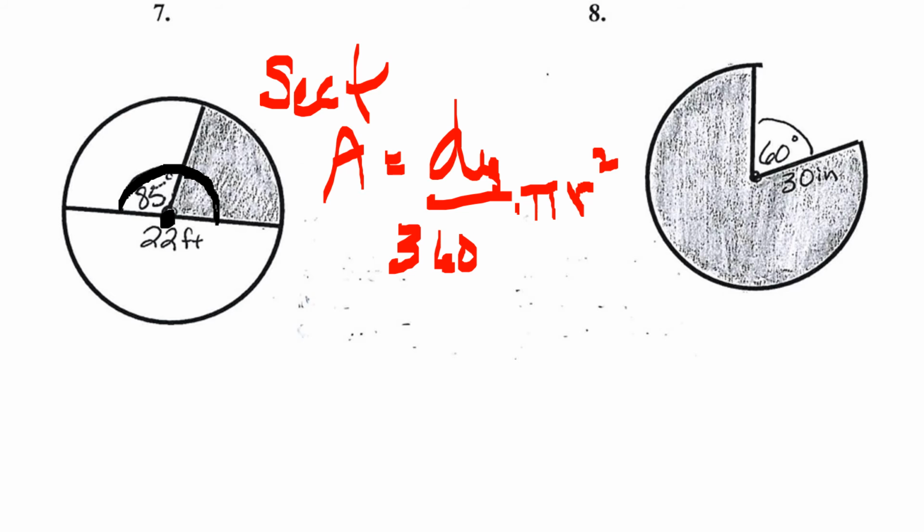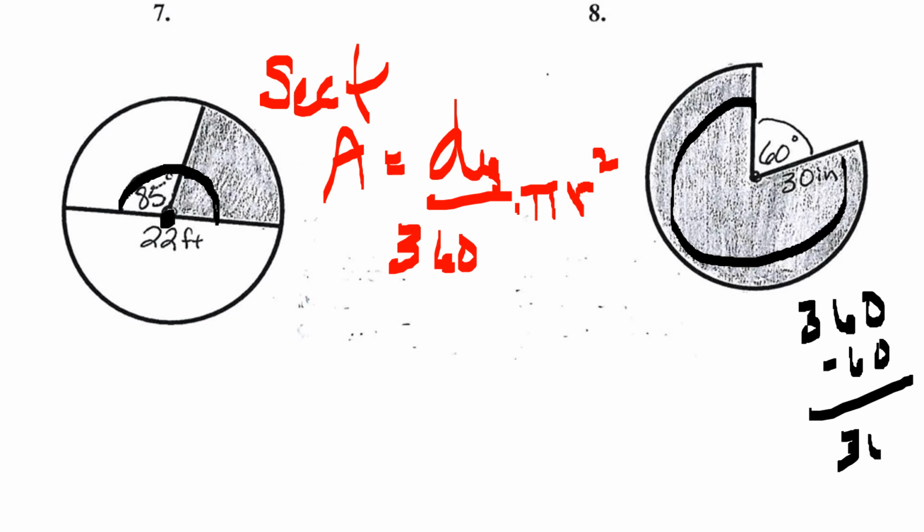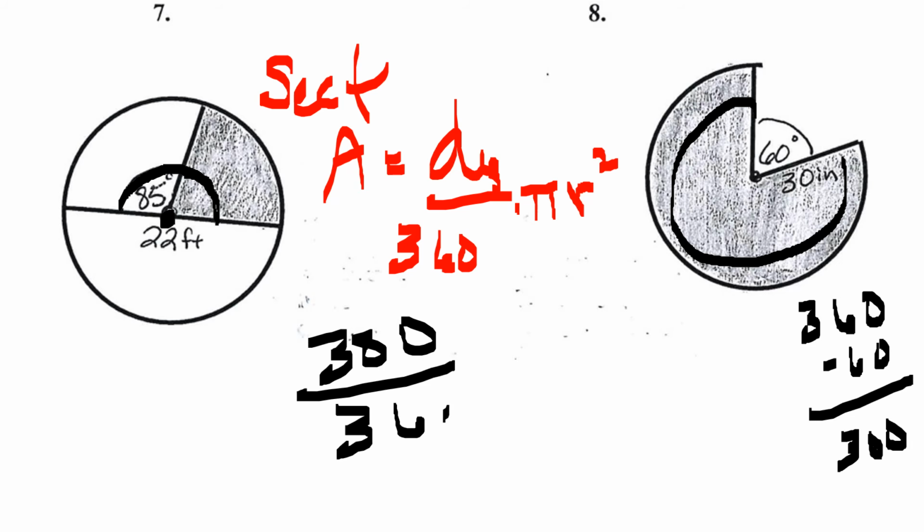Alright, what's the degree? It's not 60. 60 is not shaded. I want the shaded degree. So all of this, how many degrees? That's a quick check. The full circle's 360. Take off the 60, 300. So 300 is my degree over 360 times pi times 30, which is the radius that time.